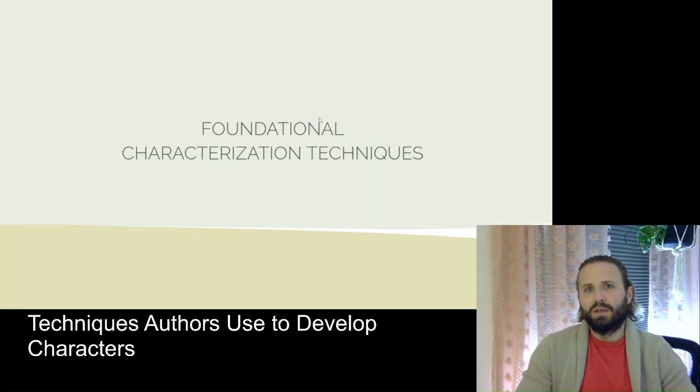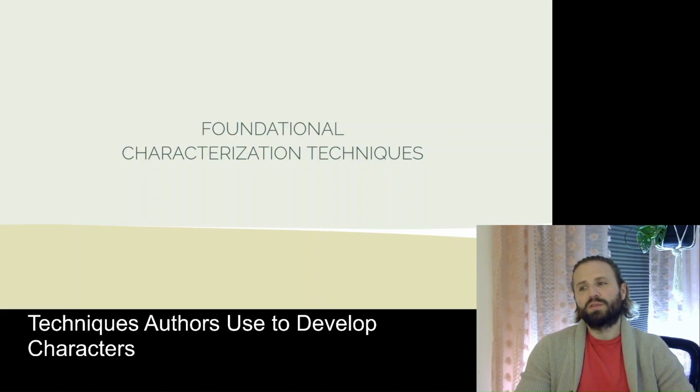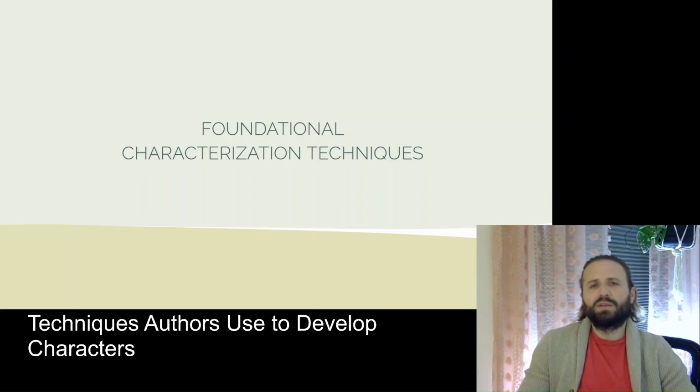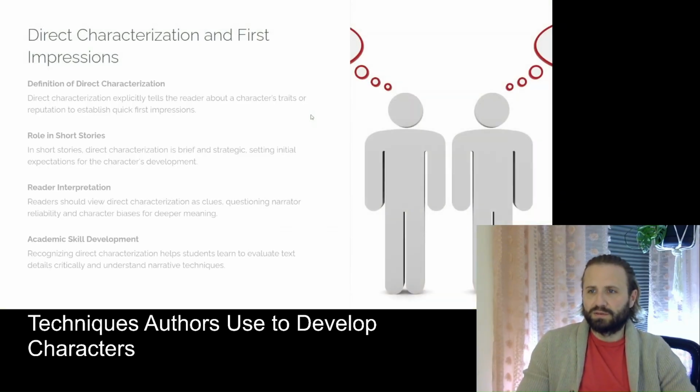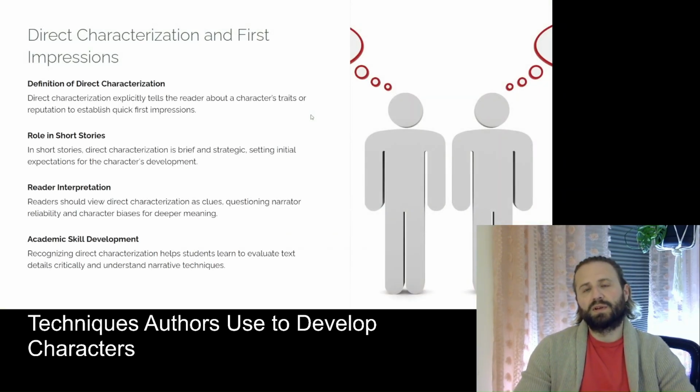All right. So now that we understand a little bit about what these techniques do within stories and how they produce interpretive effects on the reader, I want to look at some specific techniques that authors use. Now, remember, everyone, we can describe techniques in many different ways. The ones that we're going to talk about here, these foundational characterization techniques, fall into larger buckets. So the first technique that we look at is direct characterization, first impressions.